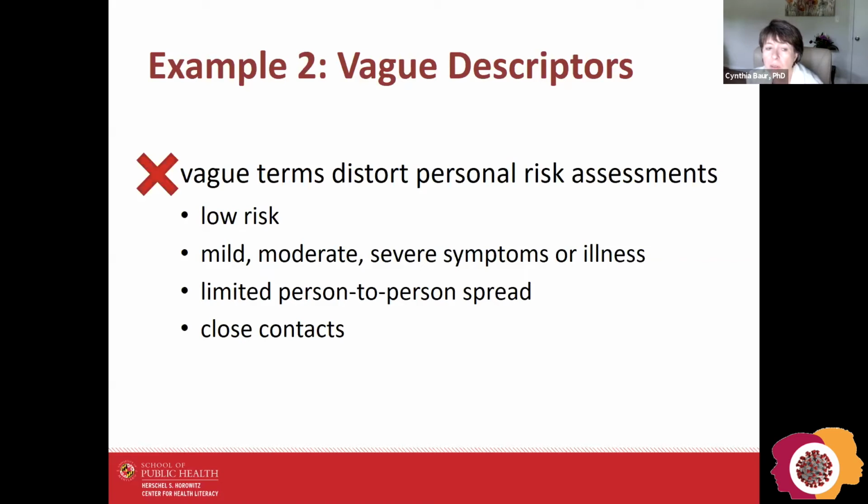So by using the phrase low risk consistently, we give people a very imprecise understanding of exactly what the nature of the risk is. You also saw in this early period references to mild, moderate, and severe symptoms, or mild, moderate, severe illness.